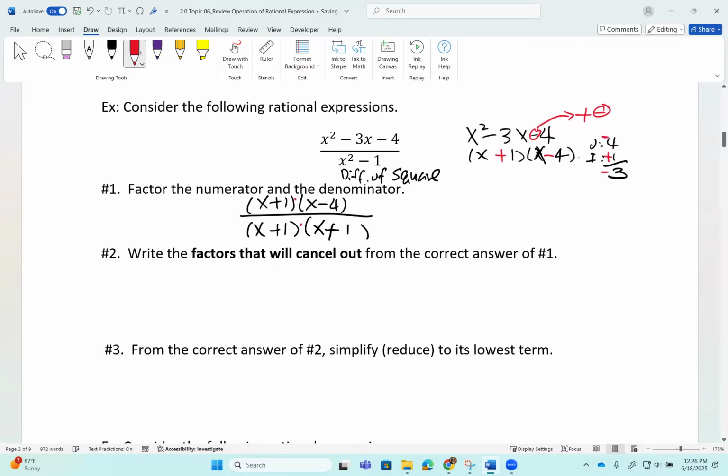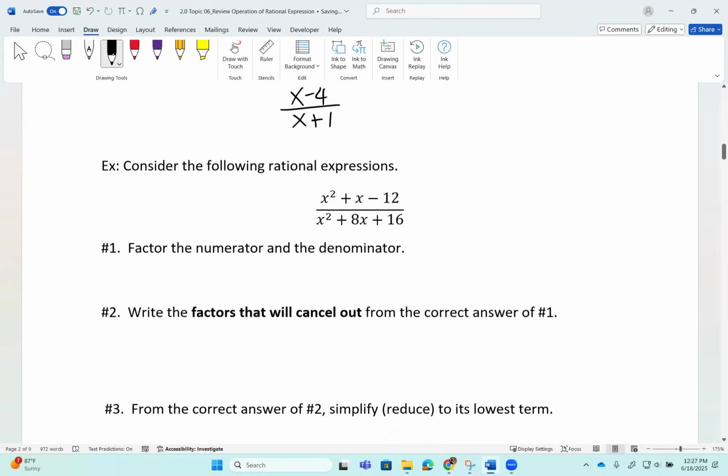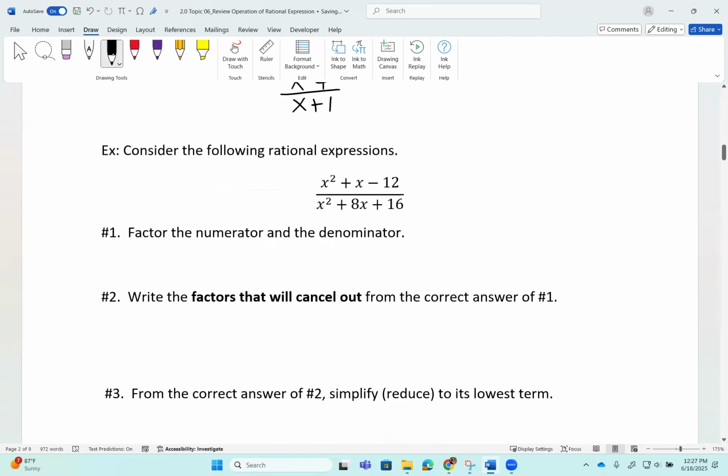All right, what factor will be canceled out top and bottom? I think I can cancel out the x plus 1. So once I cancel out the x plus 1, what's left is x minus 4 over x plus 1. I'm dropping the parentheses because there's no other factors on the top or bottom, so I don't have to have the parentheses. Okay, so this is how we actually reduce a rational expression to the lowest terms. Factor first, then see what factor can be canceled out, then we cancel them out.